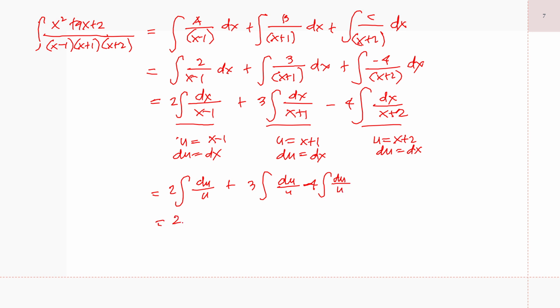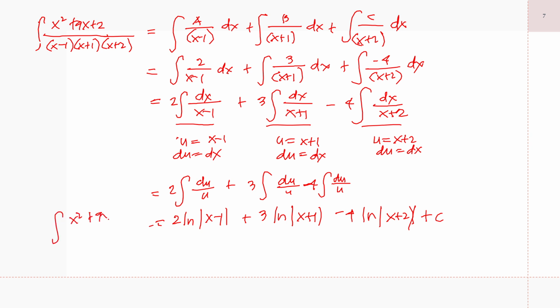Here, by integration, we get ln of what is our u: 2 ln of x minus 1, plus 3 ln of x plus 1, minus 4 ln of x plus 2, then plus c. So this is the integral of x squared plus 9x plus 2 over (x minus 1)(x plus 1)(x plus 2). So this is now the answer.